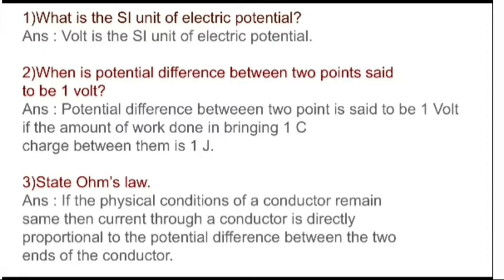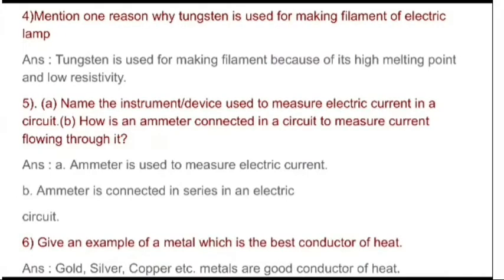State Ohm's law. If the physical conditions of a conductor remain same, then current through a conductor is directly proportional to the potential difference between the two ends of the conductor. Mention one reason why tungsten is used for making filament of electric lamp. Tungsten is used for making filament because of its high melting point and low resistivity.